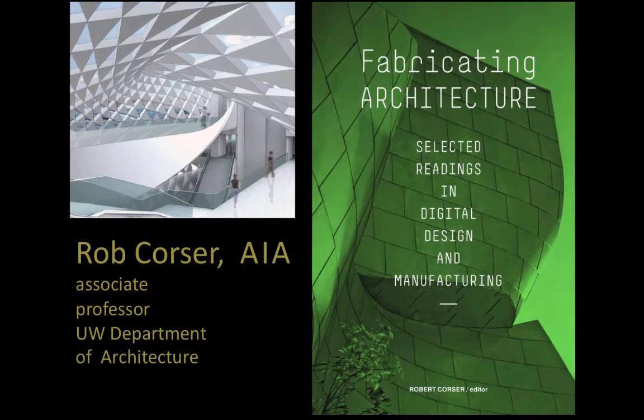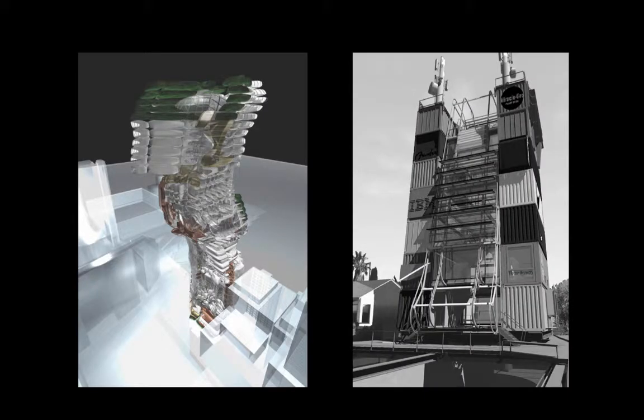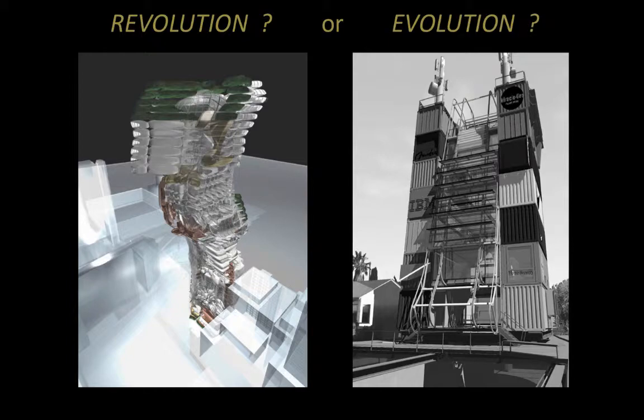I'm also engaged in charting the evolving story of digital design and manufacturing in architecture. Besides conducting research projects, I've also edited a collection of essays on this topic, which was published in 2010. A central question addressed in this collection is whether the emergence of new digital tools like parametric modeling represents a revolution or an evolution in architecture.